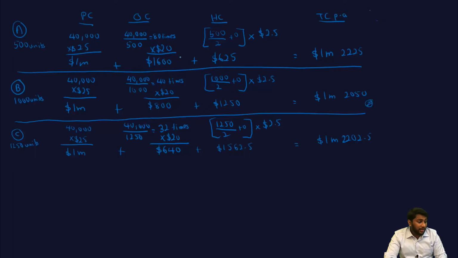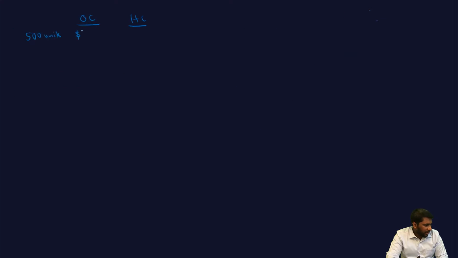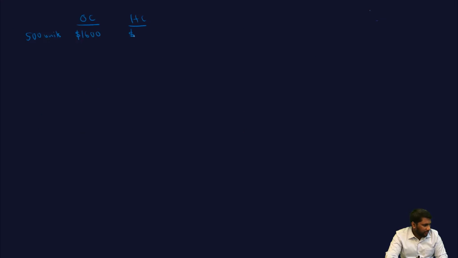Okay, this is ordering cost and holding cost. So I am taking here my ordering cost and the holding cost. When I am ordering 500 units, what is my ordering cost? 1600. Whereas holding cost is how much? 625.